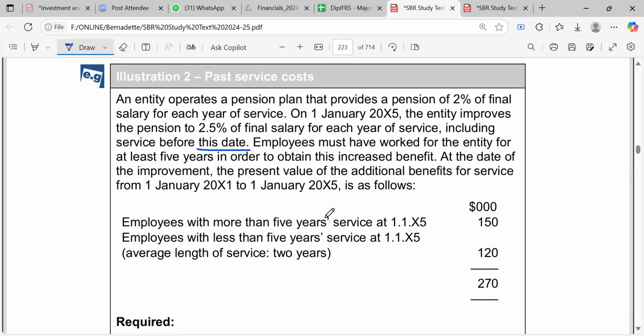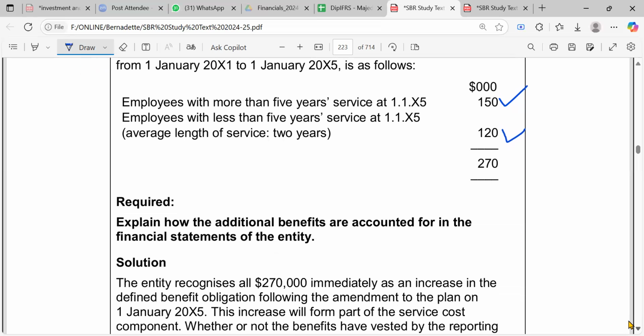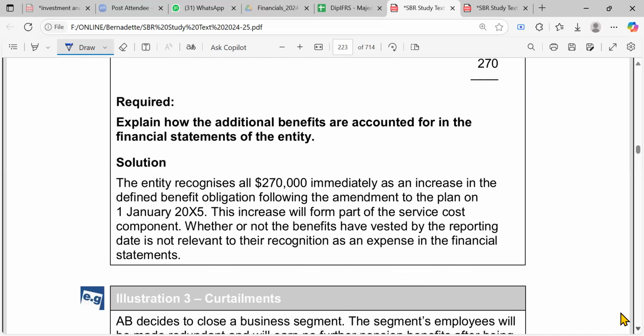Employees with more than 5 years service at this date, the additional benefits have increased by 150. And for employees with less than 5 years of service at this date, with the average length of 2 years, it's 120. And the total figure gives us how much? 270. That's what we have been given. And then you have to explain how the additional benefits are accounted for in the financial statements of the entity. So this is how we're going to do this past service cost.